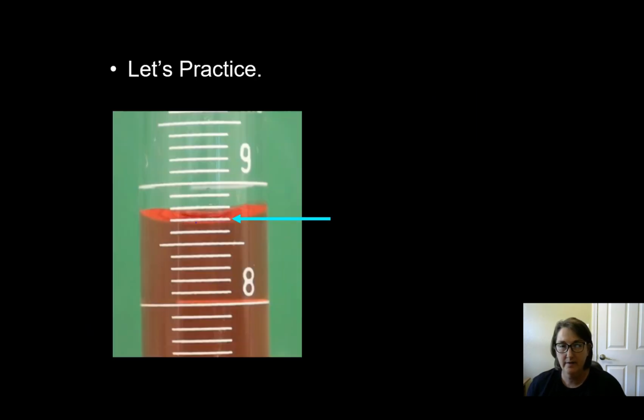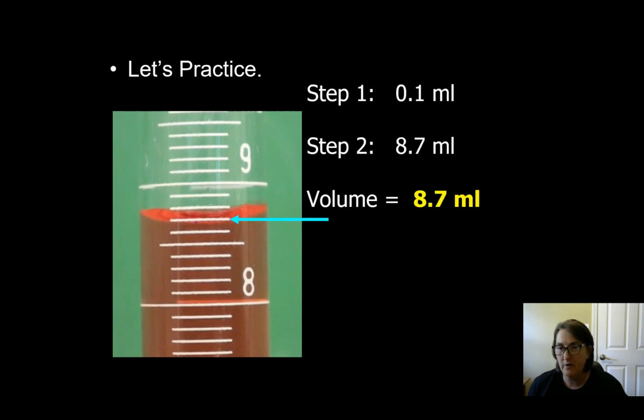Okay, if you want to try this one, go ahead. I have an arrow showing where the meniscus is. So the first thing, you're going to find your increments. What does each line value represent? I'm going to subtract 9 from 8. I'm going to divide by 10. And each line represents 0.1 milliliters. Next, I'm going to count up. That's 8, 8.1, 8.2, 8.3, 8.4, 8.5, 8.6, 8.7. So my volume for this fluid is 8.7 milliliters.